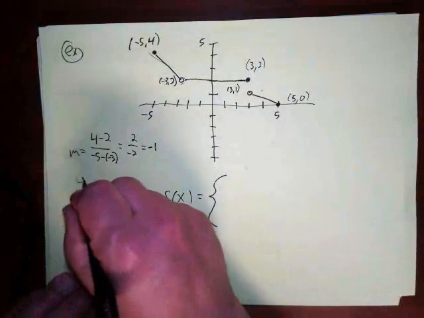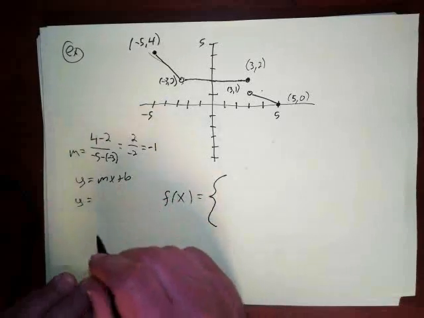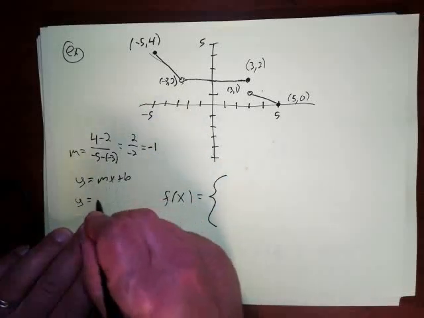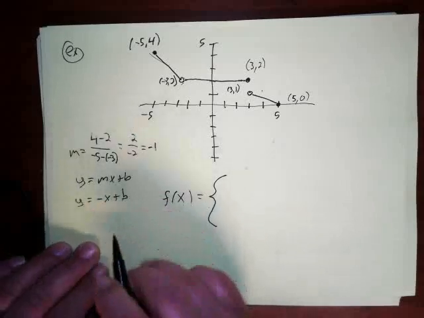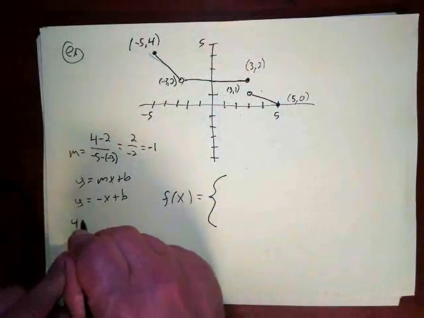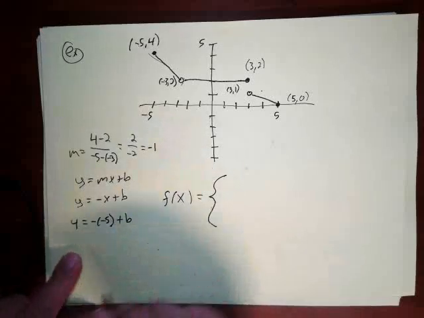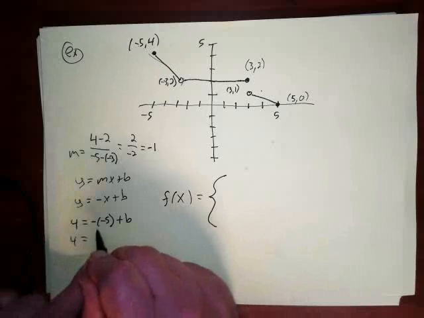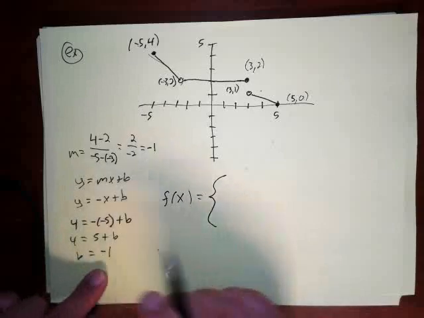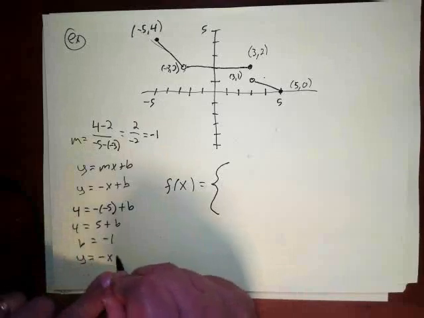And so you have y equals mx plus b. So I'm going to write y is equal to negative 1x, right? Negative x plus b. And then to find the y-intercept, I can pick either of these points. So I'll pick negative 5, 4. So 4 is equal to, and then I'm going to plug in the negative 5 plus b. And so then I get 4 is equal to 5 plus b. And so it looks like my b is equal to negative 1. And so my line here is y equals negative x minus 1.